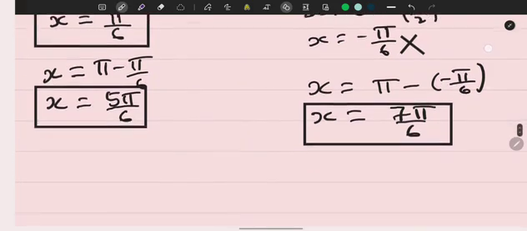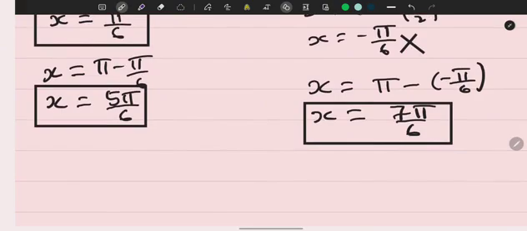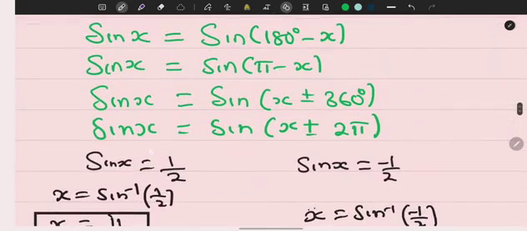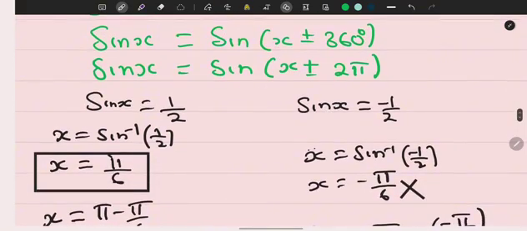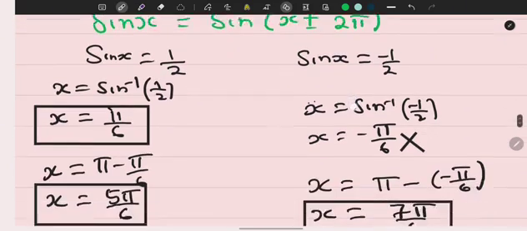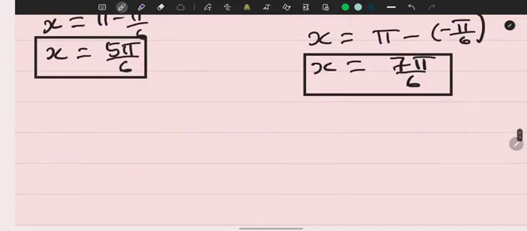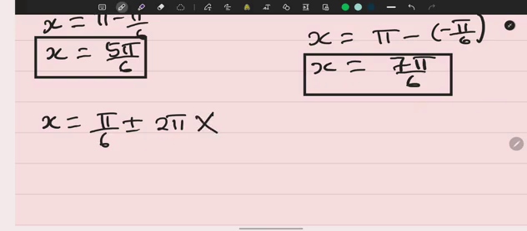So let's apply the second property. What do we have there? We have sine x is the same thing as sine x plus or minus 2 pi. So we consider the one that will give us the value within the domain. So x equals pi over 6 plus or minus 2 pi. If I consider plus here, that will be outside the domain. If I consider minus here as well, that will be outside the domain. So there is no solution here for this given domain.